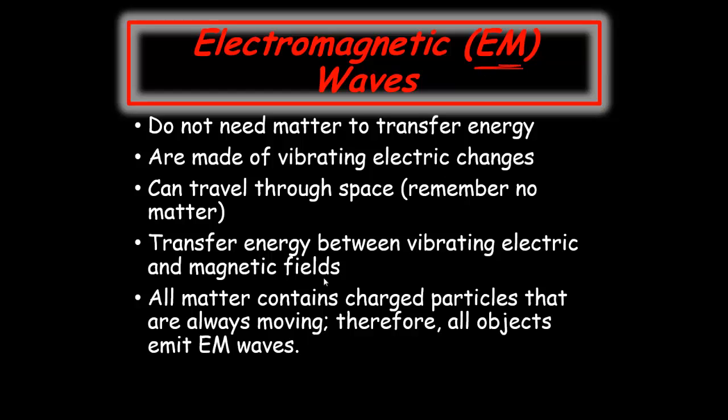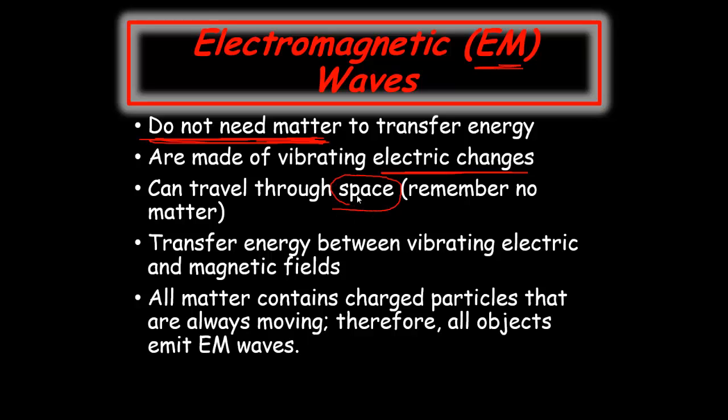There we go. So EM waves, a lot easier to talk about than saying electromagnetic every time. Okay, so electromagnetic waves. These guys do not need matter to transfer. So they are not mechanical waves. So no matter necessary. They are made from vibrating electric charges. So electric charges, they start to move, they start to groove, and so because they are moving and grooving, we get these electromagnetic waves. So because they don't need matter though, they're able to travel through space.